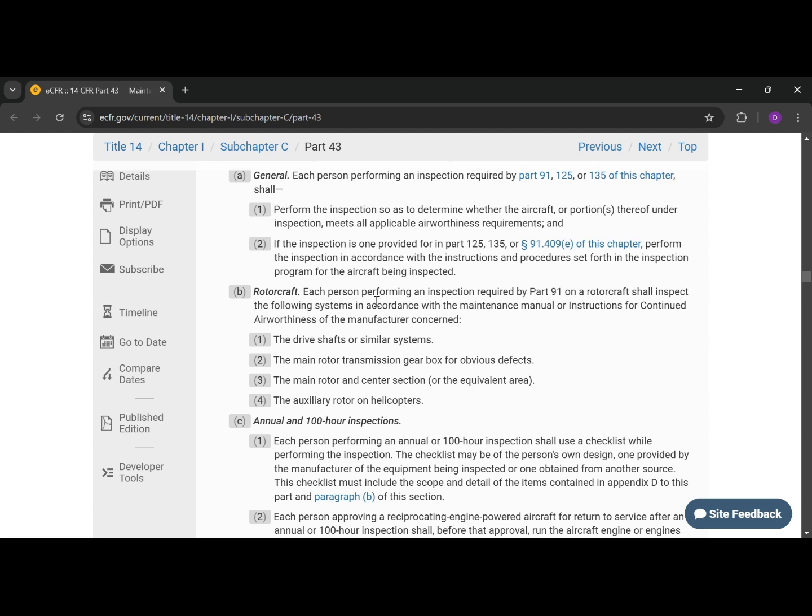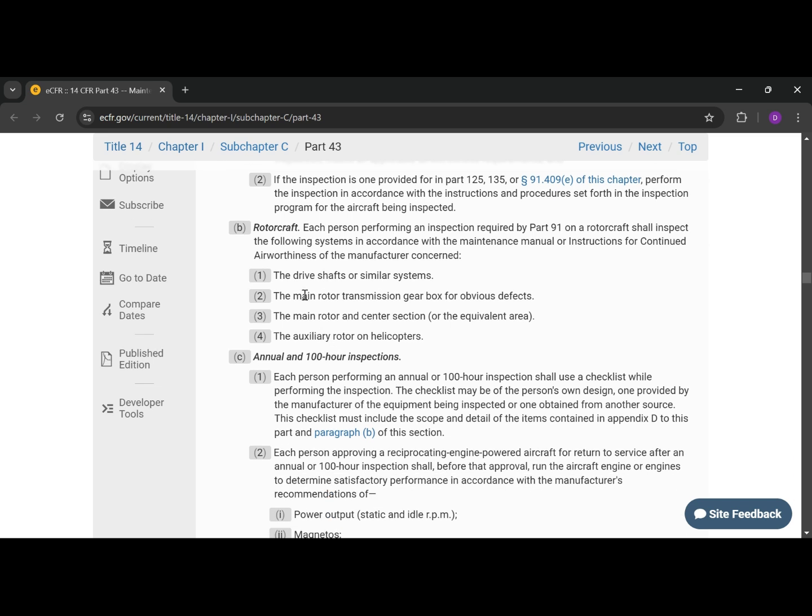Rotorcraft. Each person performing an inspection required by Part 91 on a rotorcraft shall inspect the following systems in accordance with the maintenance manual or instructions for continued airworthiness of the manufacturer concerned: the drive shafts or similar systems, the main rotor transmission gearbox for obvious defects, the main rotor and center section or the equivalent area, and the auxiliary rotor on helicopters.